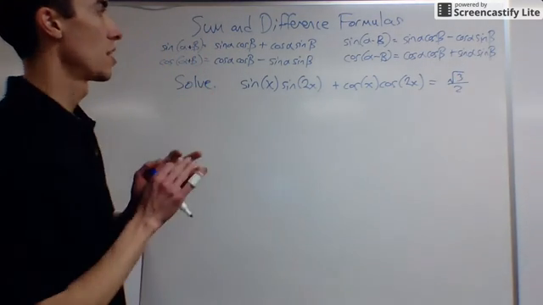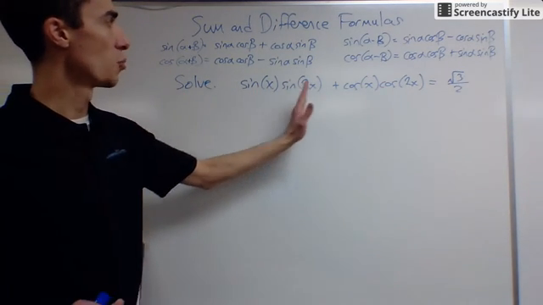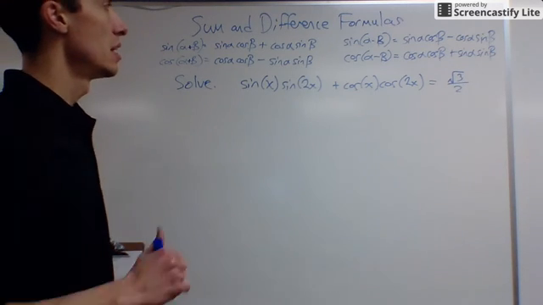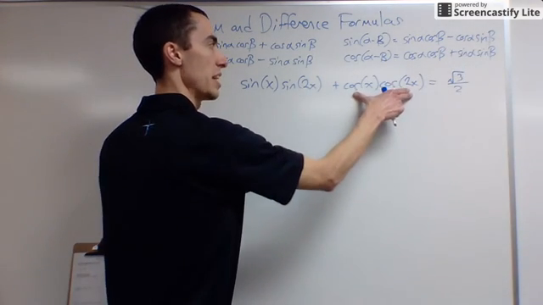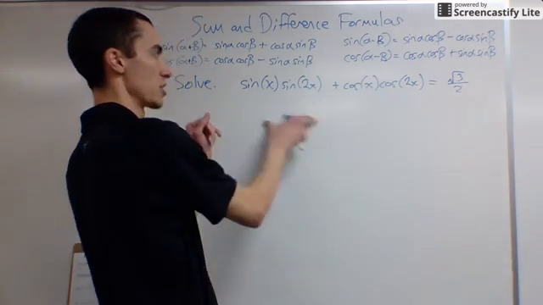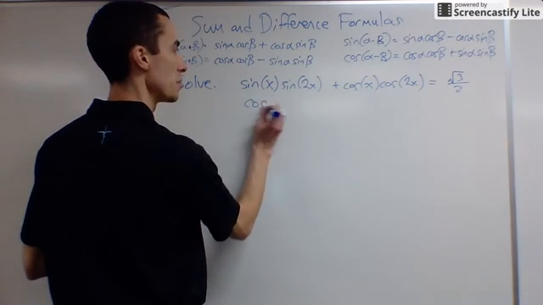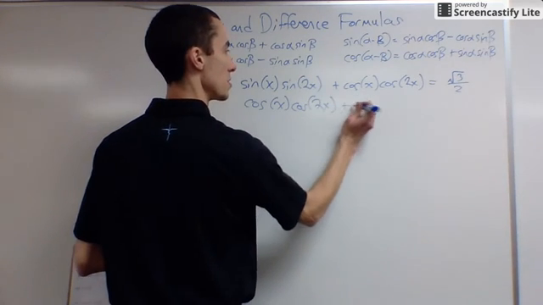Next, let's solve this equation. Remember, solve means find what x is. X is an angle in this case. Now, this looks like a real mess, but what I would suggest is that we take this term and switch it with this term. We can do that because we're adding, and the commutative property is true. So let's do that first.